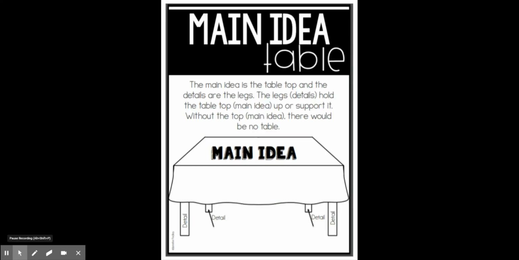Let's look at this image of a table. If we think of the main idea as a tabletop, and the details that support the main idea as the legs of a table, the information is not complete without both parts. These things work together to really help us understand fully what the author's ideas are.